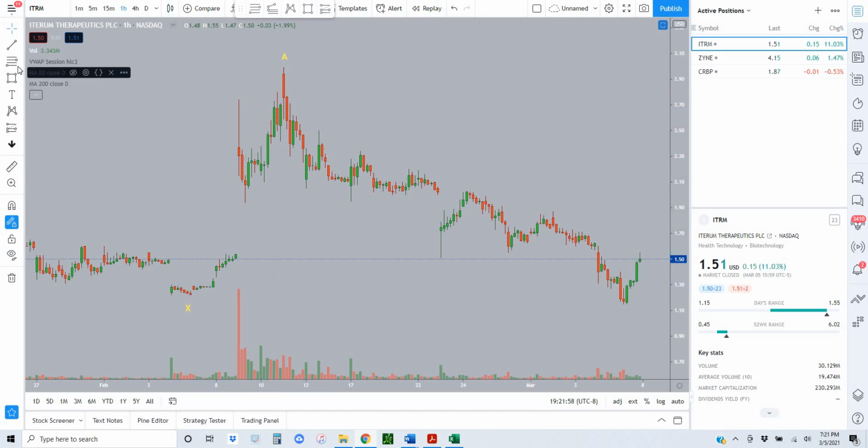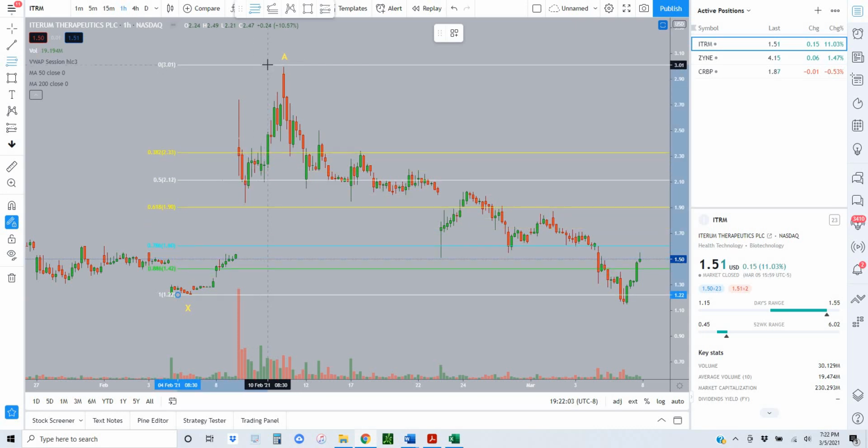So what I'm going to do is go to my Fibonacci retracement and measure from X to A. And in order for condition number 1 to be met for a bat pattern, I have to have at least a 50% retracement or a 0.5 retracement. I definitely have that right here.